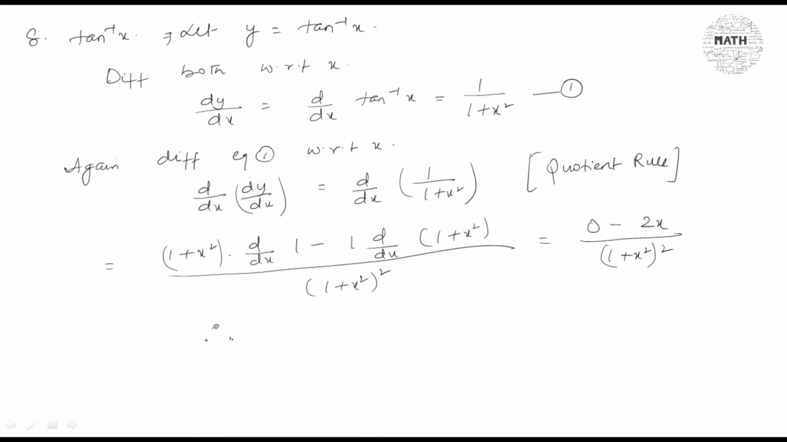So in short, therefore d square y by dx square is nothing more than minus 2x divided by 1 plus x square, the whole thing square. So that's your answer for your question number 8. You can pause the video and then check once again. So that was all about your question number 8.